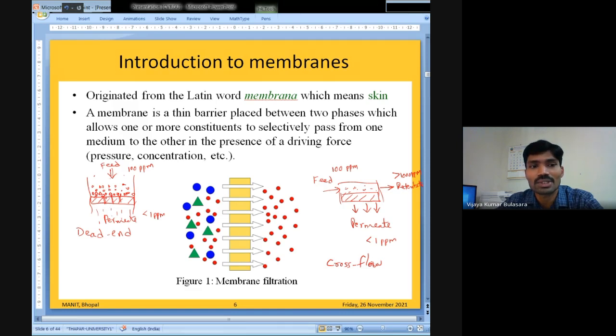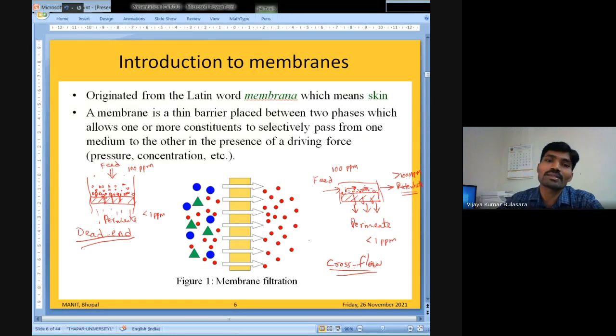This issue is most commonly observed in dead-end filtration, whereas in cross flow filtration, ideally only solvent flows through the membrane and solutes are rejected by the membrane on the feed side. The feed solution flows tangentially over the surface, and here we collect the retentate or rejected stream. This flow over the surface sweeps away the solutes accumulating near the membrane surface, so the problem of membrane fouling or concentration polarization is reduced in cross flow filtration.